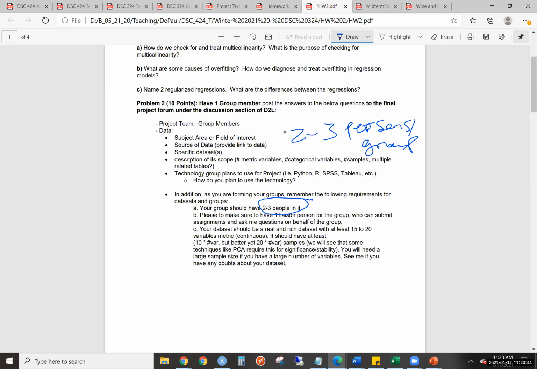How many numeric or metric variables do you have? So how many continuous or discrete numeric variables do you have? How many categorical variables do you have? What is your sample size? And is this data set coming from merging of multiple tables, or is this just one table of data?